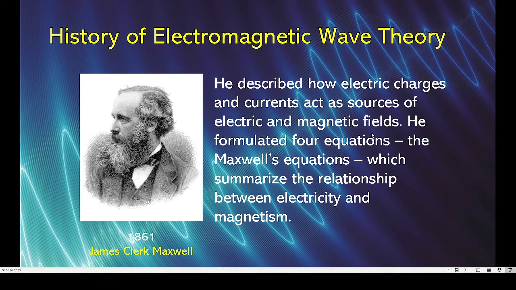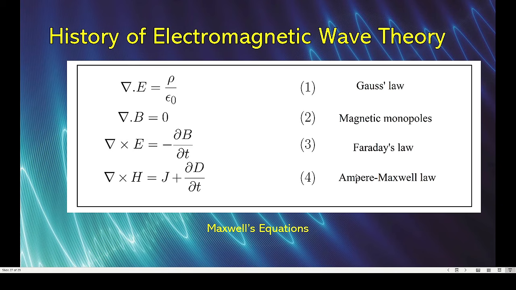So next, in 1861, is James Clerk Maxwell, who formulated four equations which summarize everything about electricity and magnetism. We call these equations Maxwell's equations. As you can see now, we have 4 equations here. So what I'm showing you, they are written in differential form, but there is also an integral form. So both are in the language of calculus.